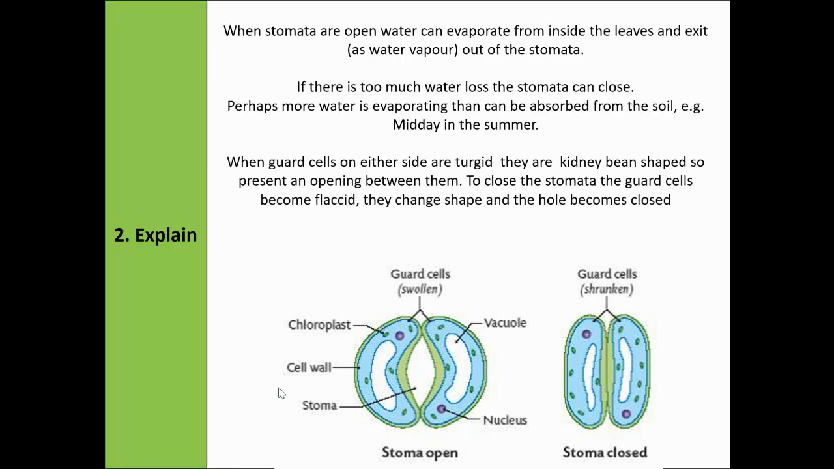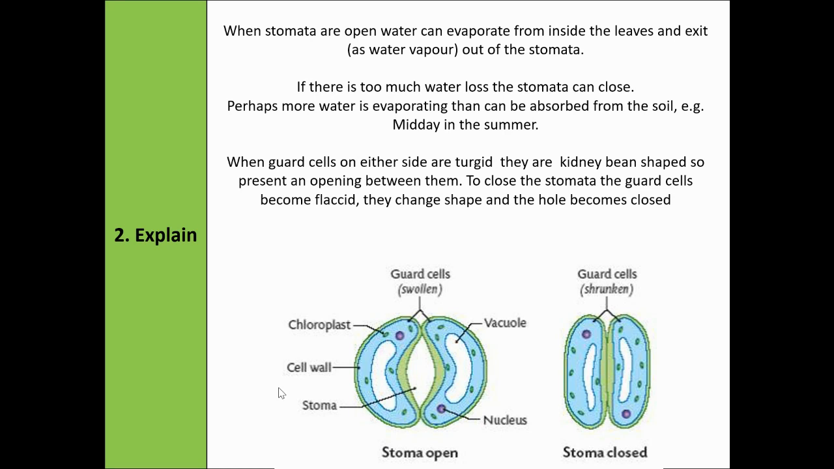To explain what's going on. When stomata are open, water can evaporate from inside the leaves and exit as water vapor out of the stomata. If there is too much water loss, the stomata can close. Perhaps more water is evaporating than can be absorbed from the soil, in midday or in the summer or something. When guard cells on either side are turgid, they are kidney bean shaped, so present an opening between them. To close, the guard cells become flaccid. They change shape and the holes become closed.